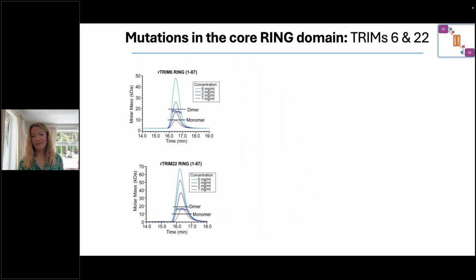And the second ones are ones that seem to have a lack of proper contacts with the E2 ubiquitin. And this threw us at first because we did SEC-MALS again on some inactive TRIM rings, so TRIM6 and TRIM22. We said, oh gosh, but they're actually dimeric. So how is it that they're inactive?